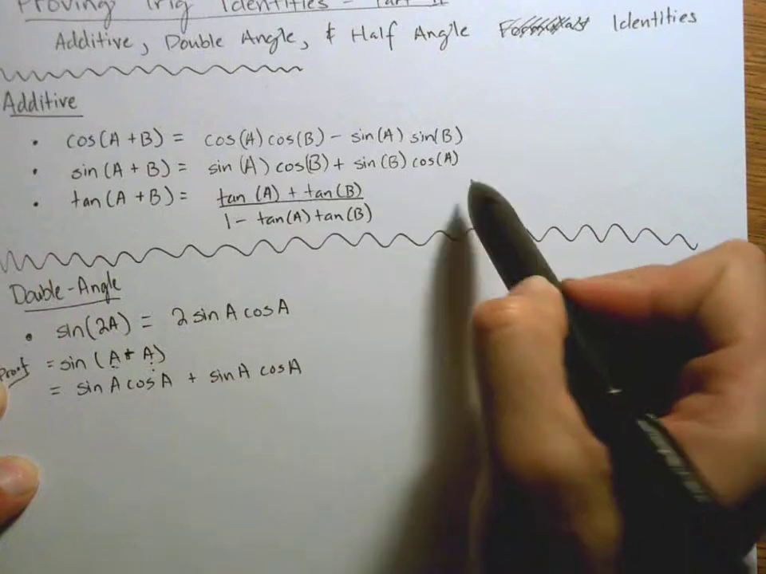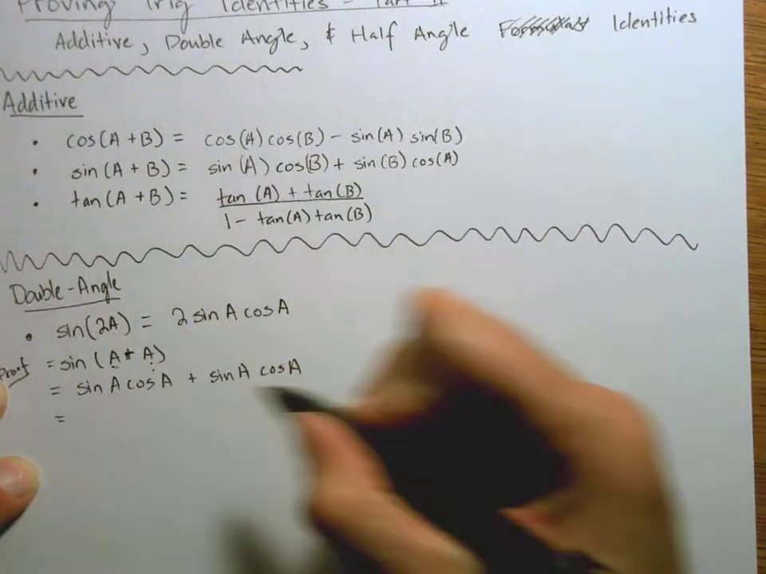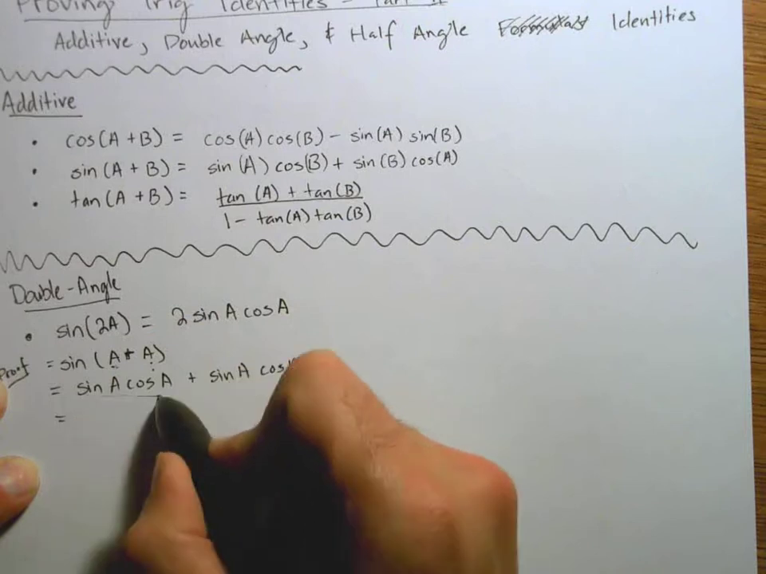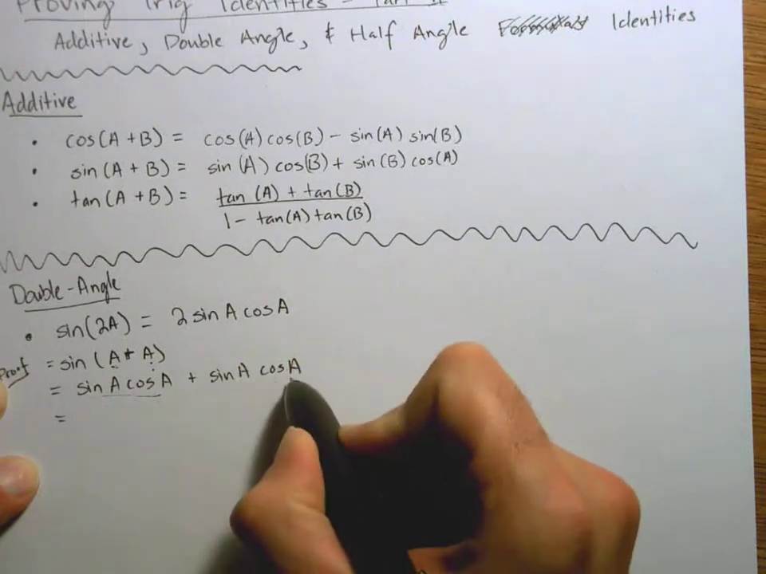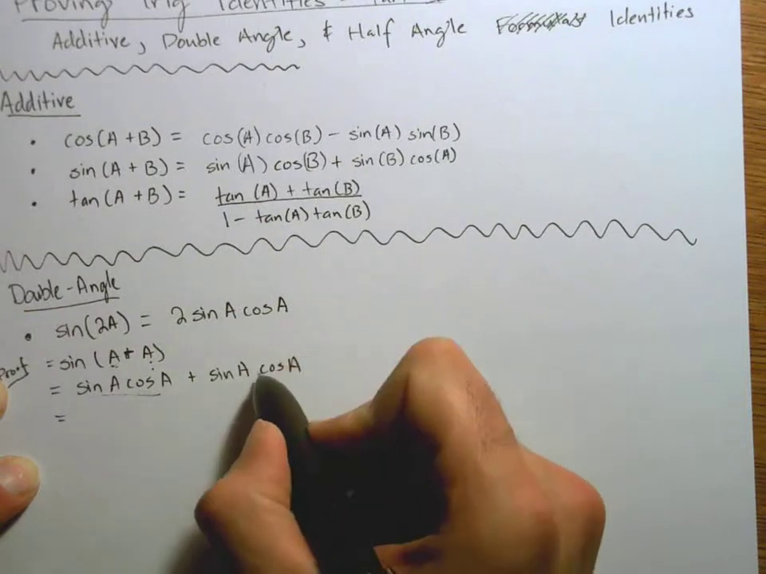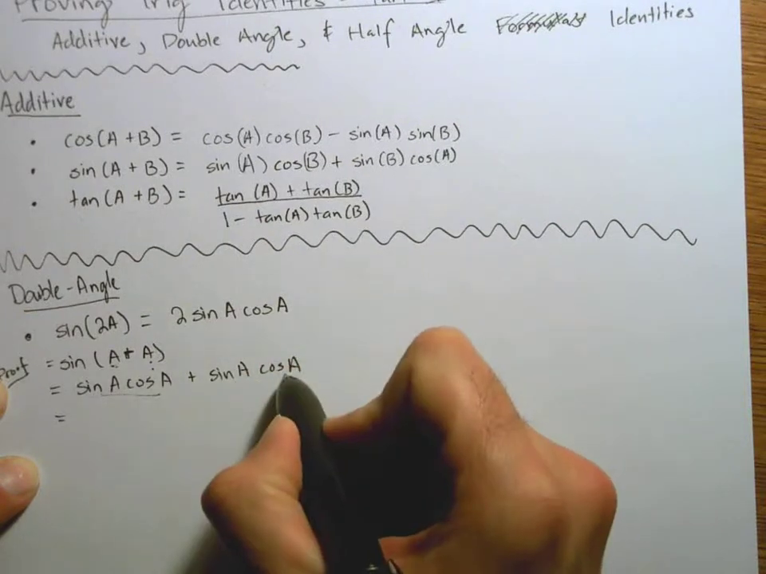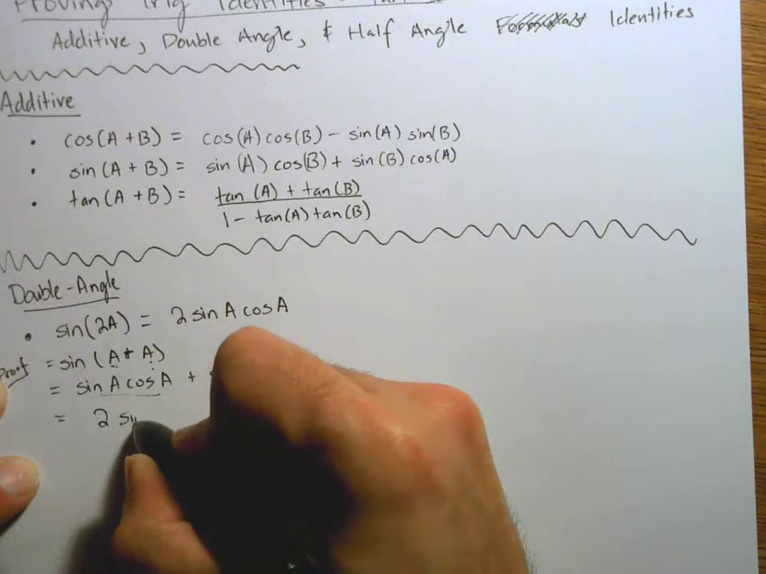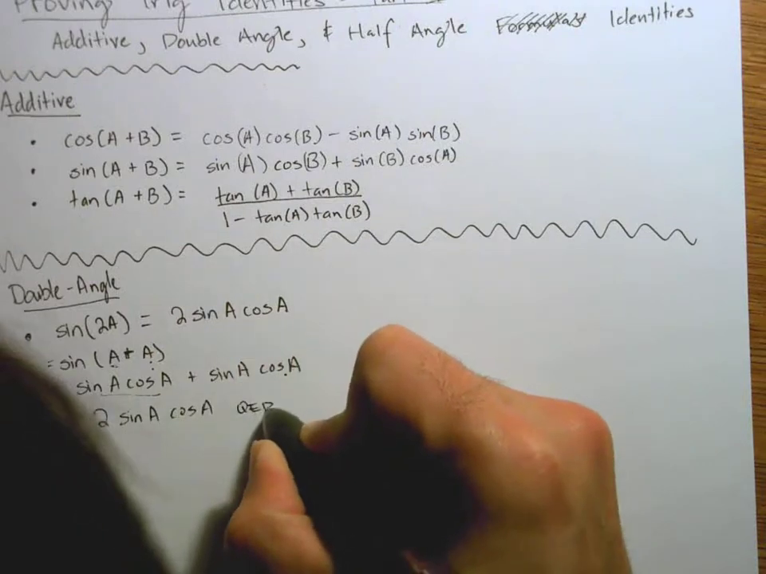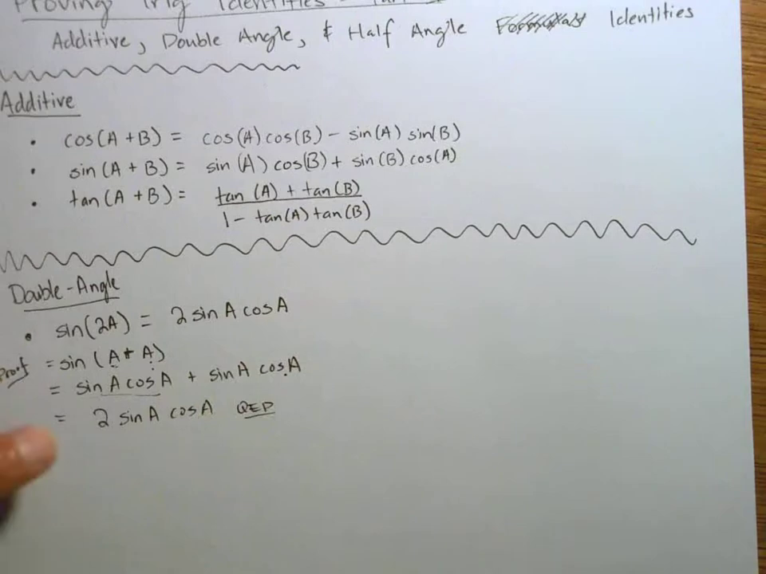All right, now I've got one and I've got two of the exact same thing. These are like terms, so I can add them together. How many do I have? Well, I have 2 sine a cosine a, and that is what I was trying to show, so I did it.